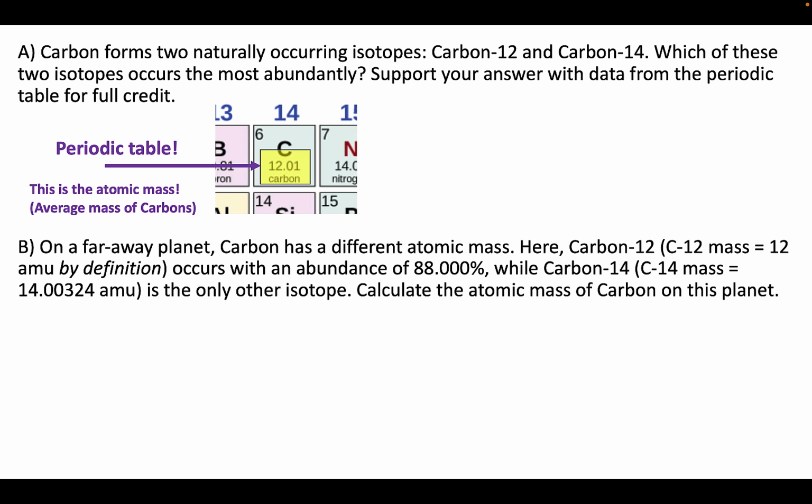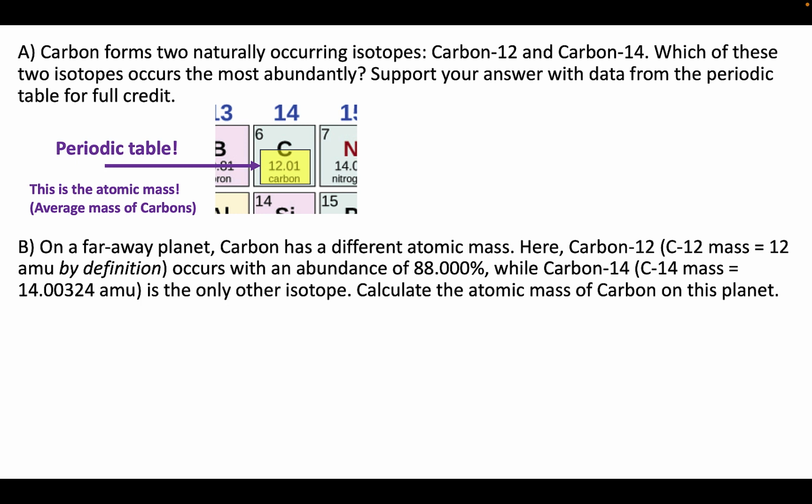This is the atomic mass, and what that means is that this is the average mass of all the carbons in the universe, theoretically, to the best of our knowledge. By just looking at this average mass, which is 12.01 atomic mass units, we can understand what the most common isotope might be. So let's say we have these two naturally occurring isotopes, carbon-12 and carbon-14.